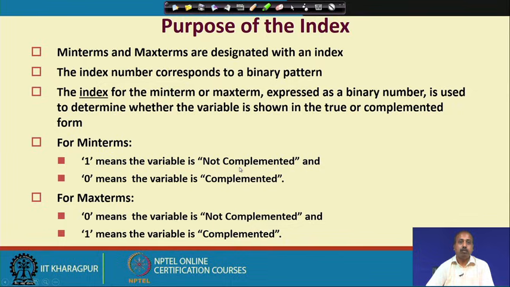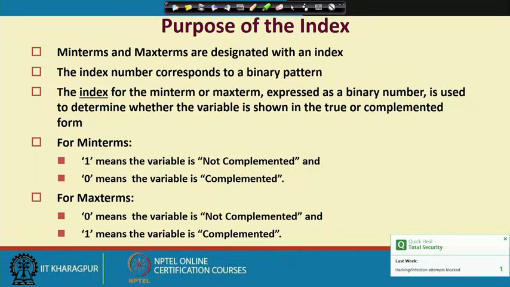So, why do we need to do this indexing? Min terms and max terms are designated with an index, and this index number corresponds to a binary pattern. If you are talking about a particular function, one possibility is that you write down the sum of product or product of sum expression. Otherwise, you can just tell what the indices are for the min terms or max terms. That way you can also tell what the function is. That is why this index number is associated.